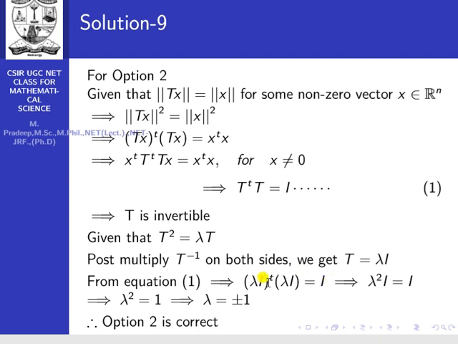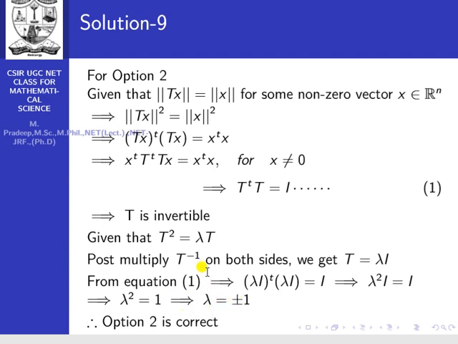This lambda is a scalar. If you operate the transpose, it is the same scalar, lambda into I, and I transpose is also I. So lambda I into I; lambda square I equal to I, so lambda square equal to 1, which means lambda equal to plus or minus 1. So option 2 is correct.